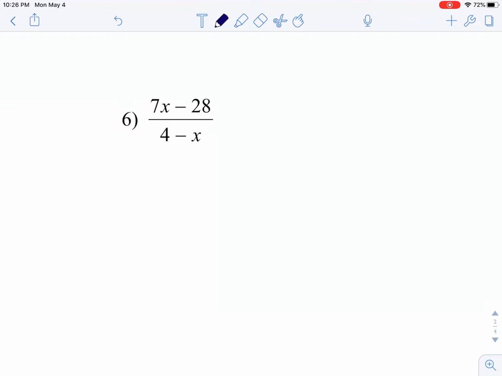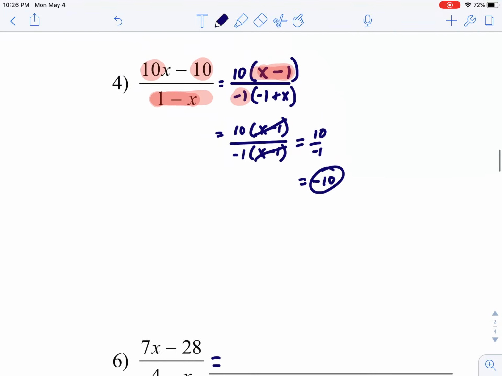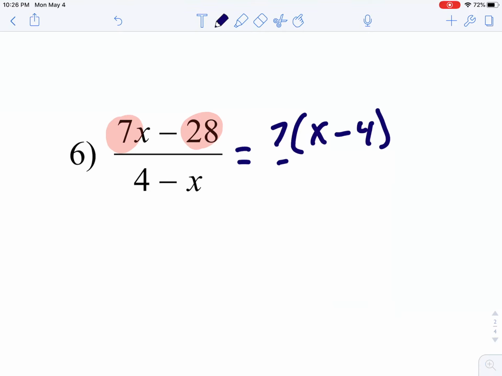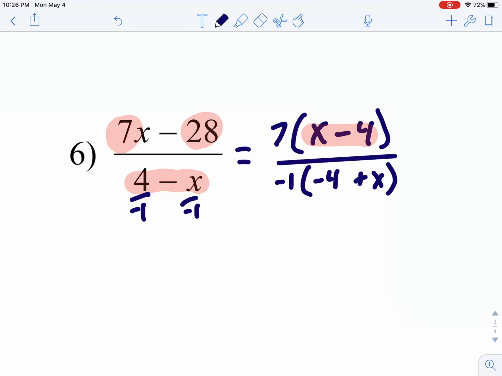Number 6. Number 6 is similar to number 4 in that I can do common factoring on top. Can you look at both of these terms and think of what they have in common? Okay, if you said 7, you are right. You can factor a 7 out of here. You get x minus 4. And the bottom, as you can see, is 4 minus x. Those again are reversed. So I factor a negative 1 out of the bottom, divide a negative 1 out of both of those, you get negative 4 plus x.